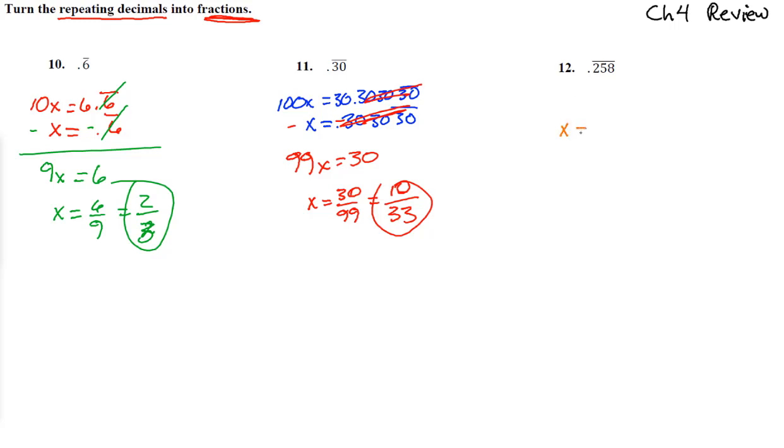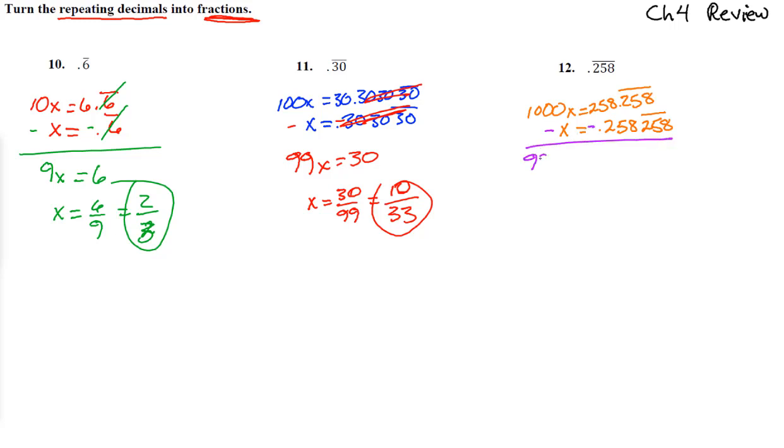So number 12, last one here. If x is 0.258, and let's write it one more time, 258 with the line over it, we would need to times by 1,000 to advance the decimal to where it repeats again. So 1, 2, 3, 1,000x is 258.258 repeater. Oh, good. And then what happens when we subtract?